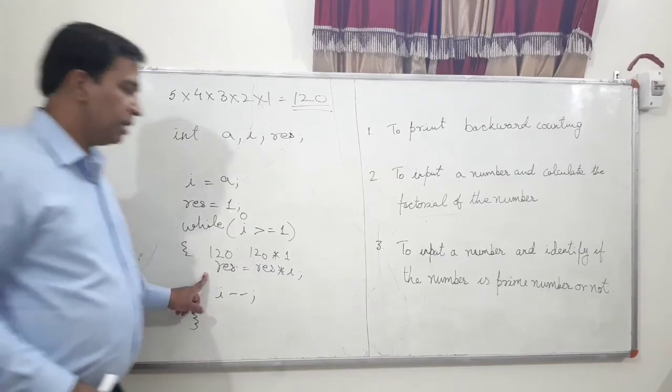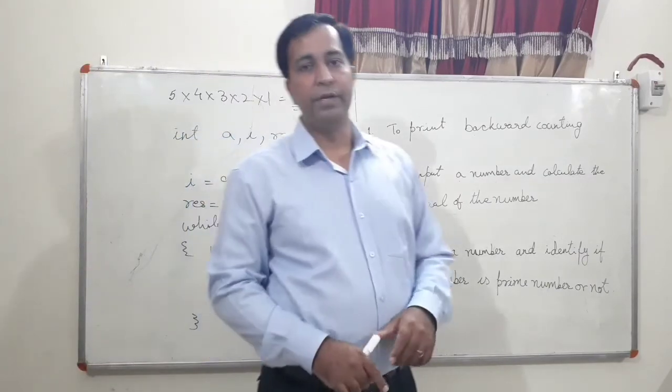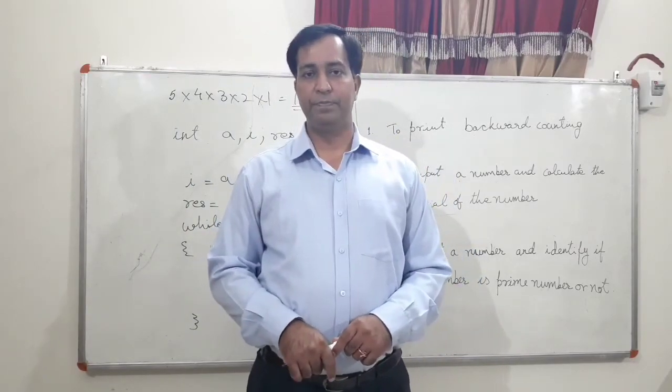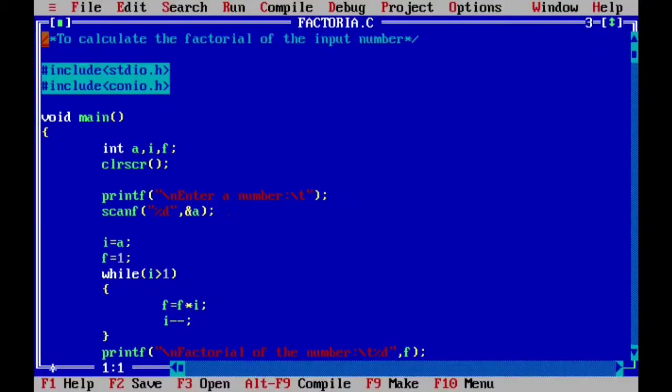Right? Let's see how this program will be written in the compiler. Let's have a look at this program. This program is to calculate the factorial of the input number. As discussed over the board, we have taken three variables for this program, right? One has been scanned, one has been used as a counter, and the other one has been used to store the result, right?